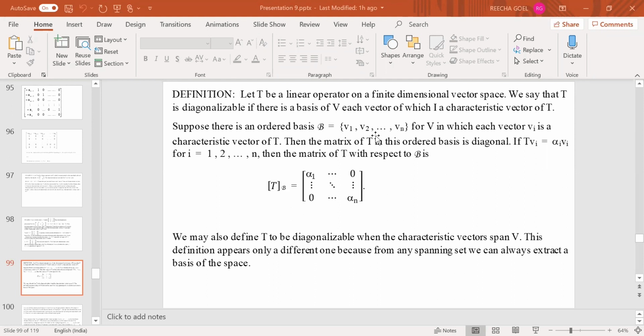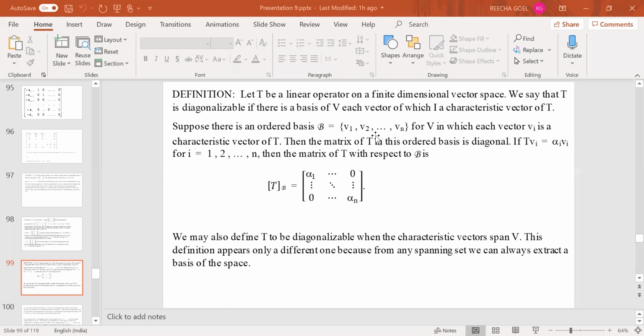Okay, and it is obvious in the sense that suppose there is an ordered basis B, v1, v2, ..., vn for V, in which each vi is a characteristic vector of T. Because each is a characteristic vector of T, I can express T of vi as alpha i times vi, where alpha i is a scalar corresponding to which vi is an eigenvector. So that way alpha i becomes an eigenvalue.